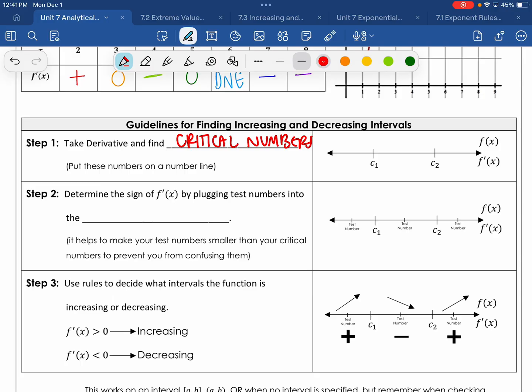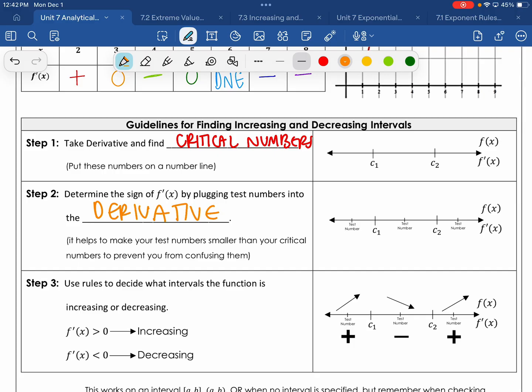You're going to put these numbers on your number line. Now, endpoints are not critical numbers. Endpoints would be the endpoints of your number line. Critical numbers are just when the derivative equals 0 or when the derivative is undefined. Once you find your critical numbers, you determine the sign of the intervals by plugging test numbers into the derivative.